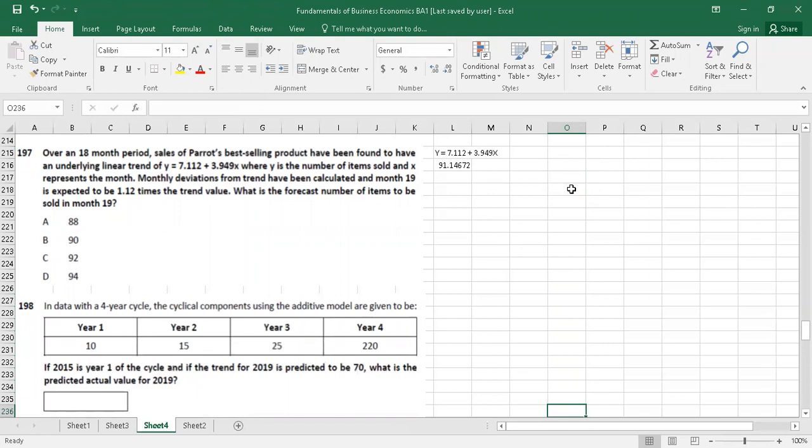Over an 18-month period, sales of Parrot's best-selling product have been found to have an underlying linear trend of y equal to 7.112 plus 3.949x, where y is the number of items sold and x represents the month. Monthly deviations from trend have been calculated, and month 19 is expected to be 1.12 times the trend value. What is the forecast number of items to be sold in month 19?